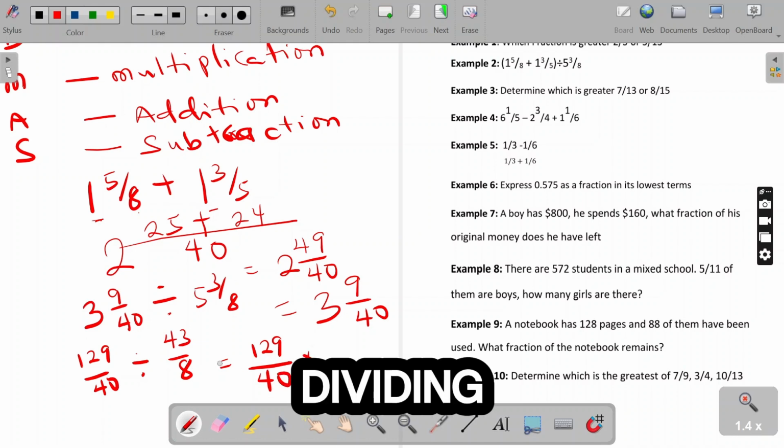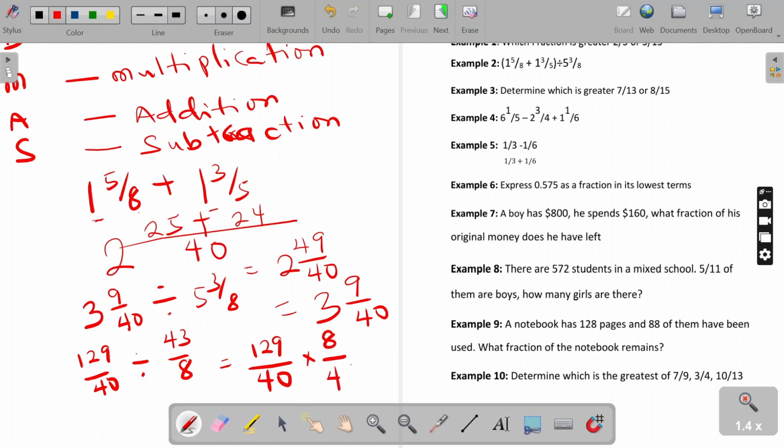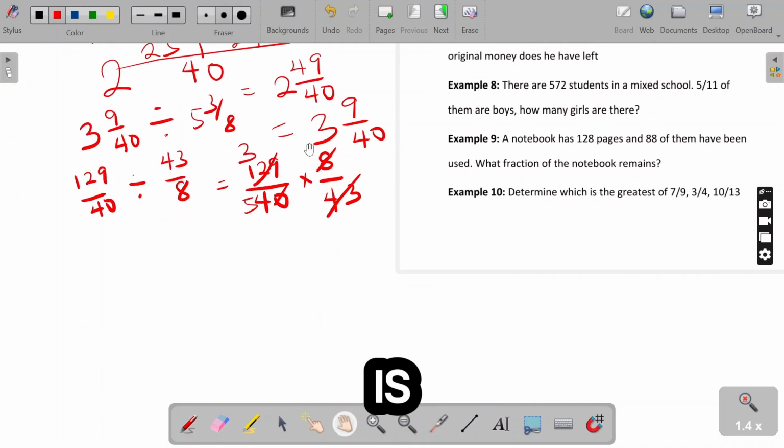So when you are dividing, you transpose. The 8 down will come up. 8 will be here, and the 43 will be here. So 43 goes in 129 3 times. 8 goes in 40 5 times. So the answer to this question is 3 over 5.